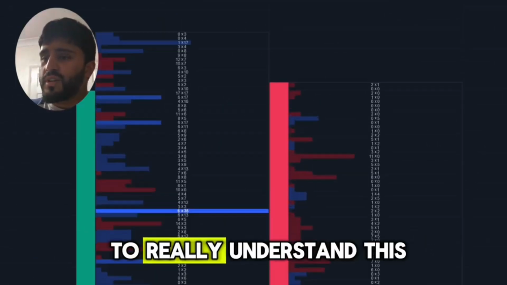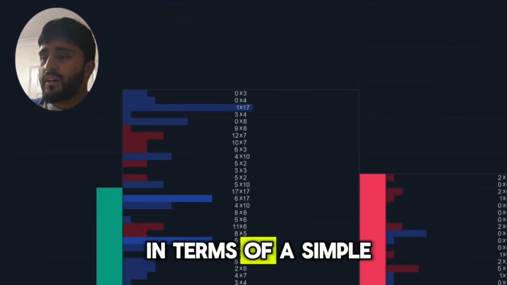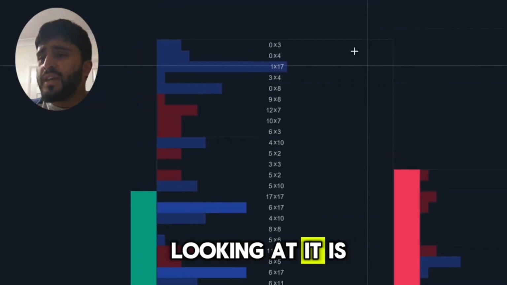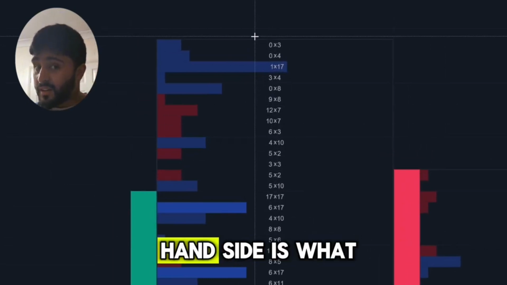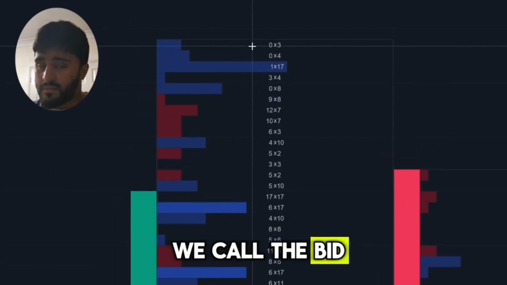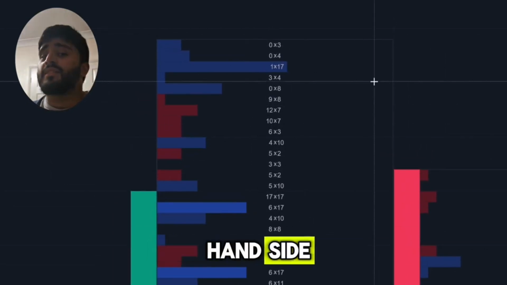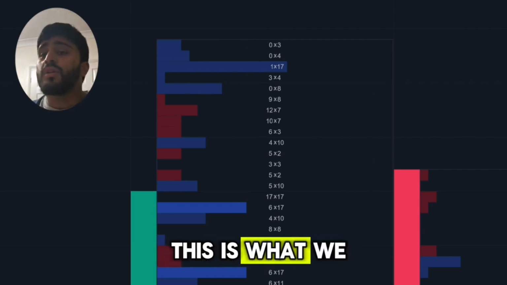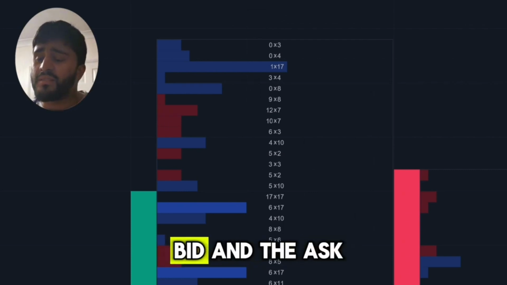A simple way of looking at it is, I want traders to see that on the left hand side is what we call the bid. On the right hand side, this is what we call the ask. So we have the bid and the ask.